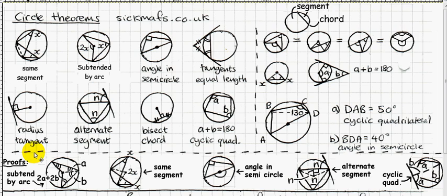Okay. The next rule here is really simple. A radius meets a tangent at 90 degrees. Okay, there you go. That's really simple. That's a tangent. Let's go to the next one. There's not much to say about that.